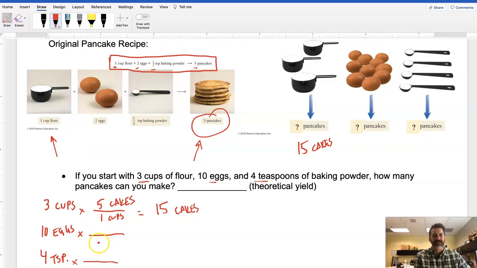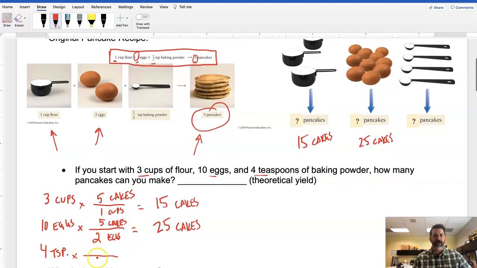Now, 10 eggs is next. So I need to put eggs on the bottom, and I need to convert this to pancakes. I go back to my recipe. It says that for every 2 eggs, I can make 5 pancakes. According to my balanced equation, 2 to 5. That's my ratio. So 10 times 5 is 50, divided by 2, so 25. Just with eggs, I can make 25 pancakes. So over here, if I just look at 10 eggs, I can make 25 pancakes. All right, now I can do the same thing with my baking powder.